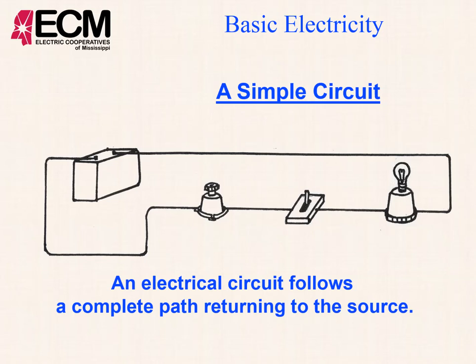Okay, so the big question here is if we go right here and we cut the wire, does the light stay on or does it go off? And the answer to that question is that it goes off because we don't have a completed path. Okay? So there has to be a path in order for those electrons to flow.